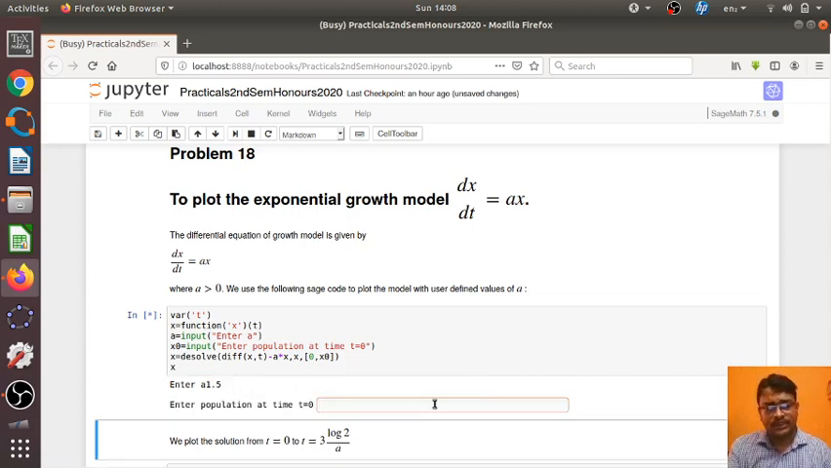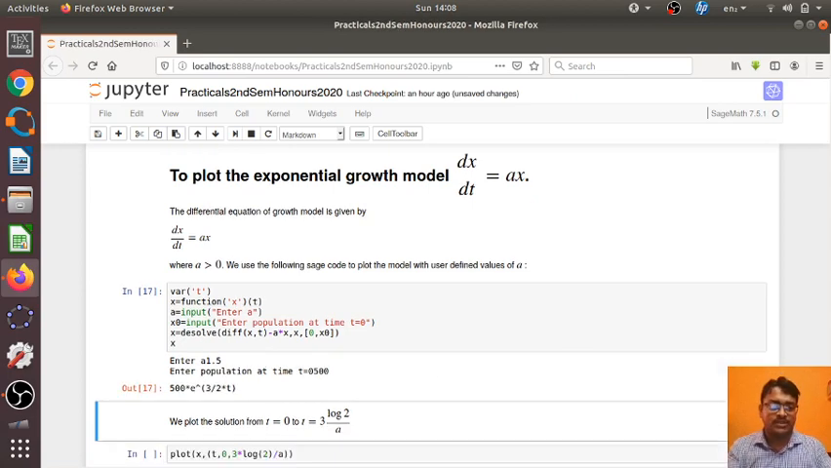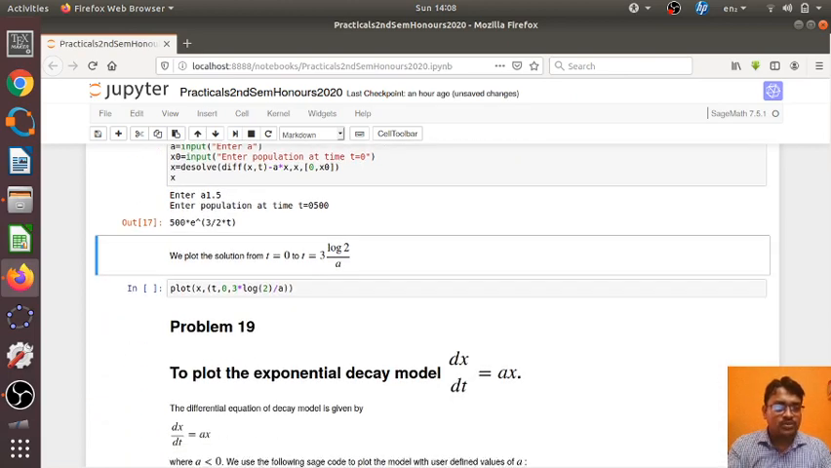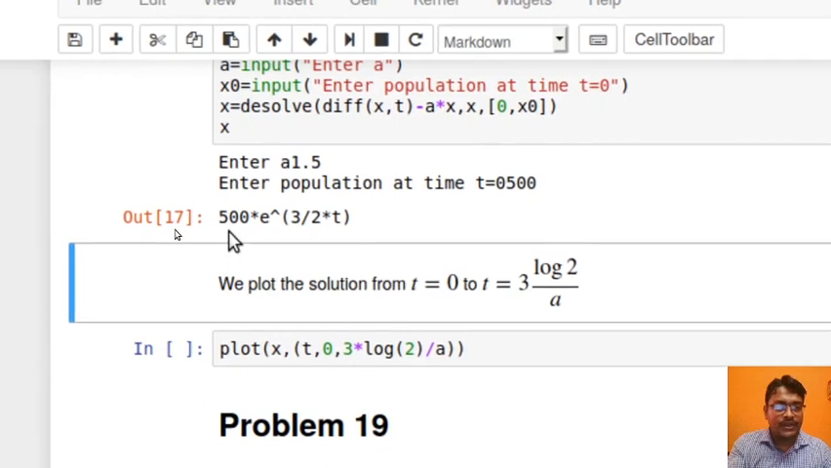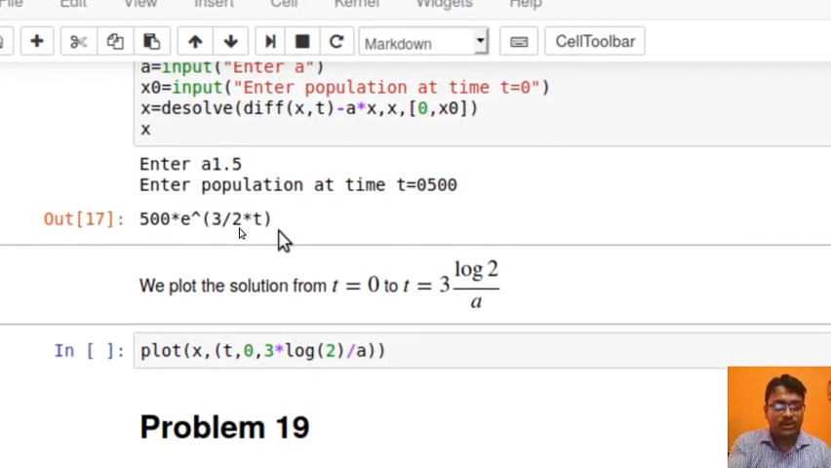And the initial population at time t equal to 0. Say initially the population was around 500. Population of anything, people or any substance or whatever. So the answer that we get here is 500 e to the power 3 by 2 t. Okay, now we plot this solution.